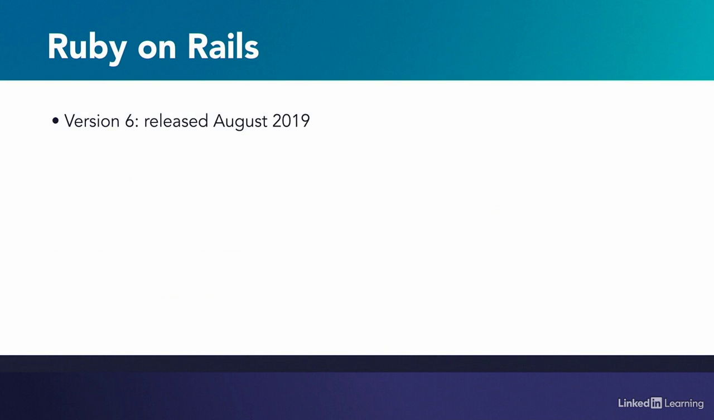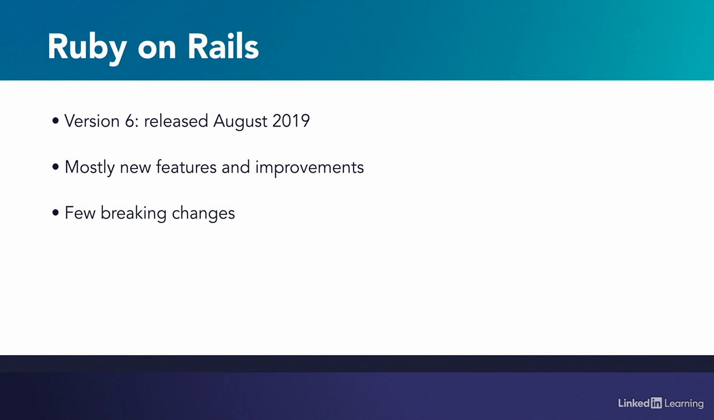Ruby on Rails version 6 was released in August of 2019. There are very few breaking changes between version 6 and older versions. It's mostly new features and improvements. So even though we're going to be working with version 6 in this course, a lot of what we're going to learn is going to work the same way in versions 5 and even version 4.